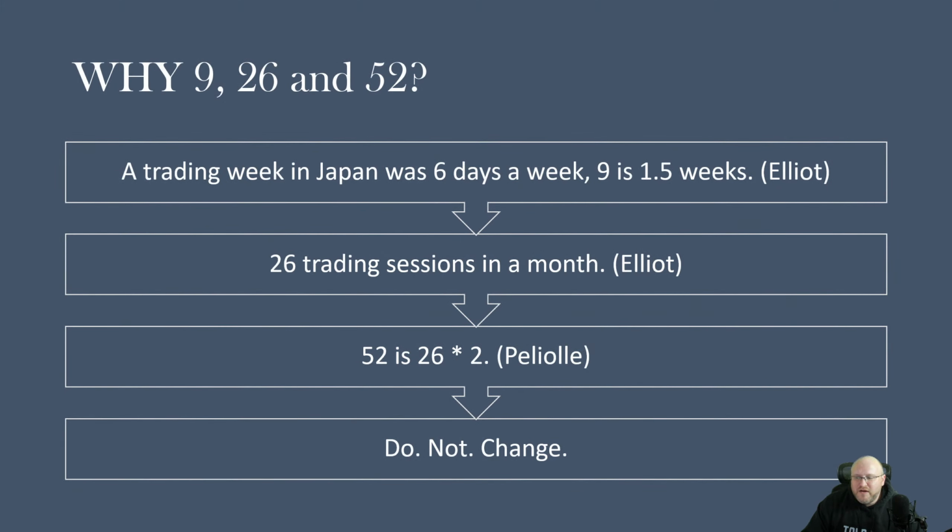Actually, I do write about them. So here's the other thing. Why do we use 9, 26, and 52? Because Hosoda did. And the idea is that in the trading, I don't know if it's still like this, but the trading week in Japan was 6 days a week. 9 is 1.5 weeks. There are 26 trading sessions in a month, 52 weeks in a year. 26 is half of that.